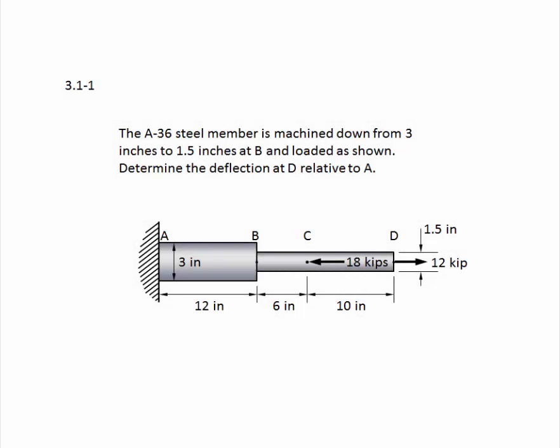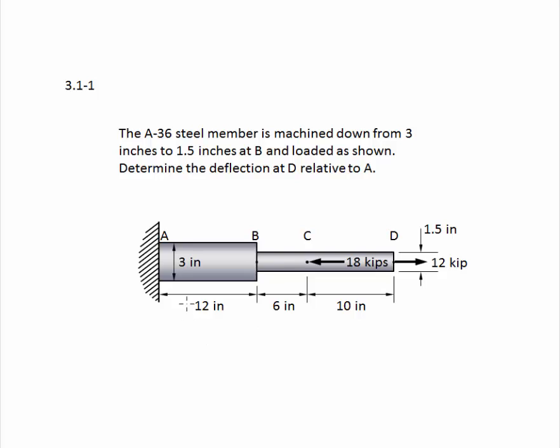Problem 3.1-1. The A36 steel member is machined down from 3 inches to 1.5 inches at B and loaded as shown. Determine the deflection at D relative to A.